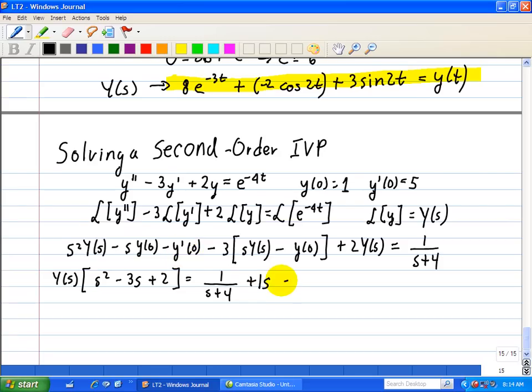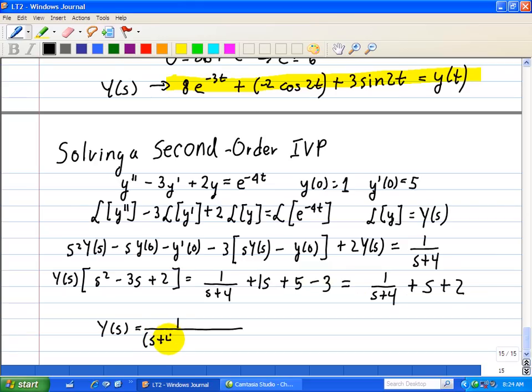And then plus y prime of 0, which is simply 5. Now here we have a minus 3 and a minus here, so that makes it a plus 3, but when we transfer it to the other side, that leaves a minus 3. Now we can simplify the right side as 1 over s plus 4, plus s plus 2 here. So that's how we transform this differential equation into the Laplace domain.